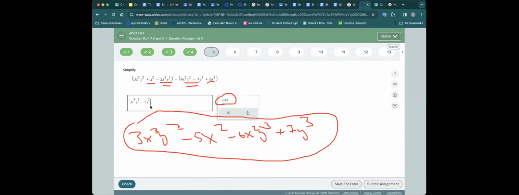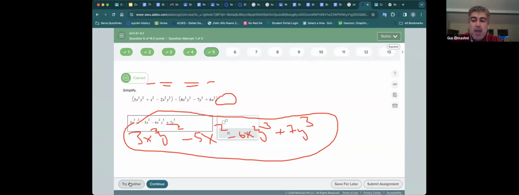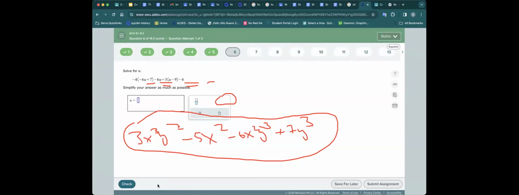Plus 7y cubed. Because all you're doing is combining like terms and using the arithmetic, whether it's plus or minus, combine it. So it's incredibly easy stuff.